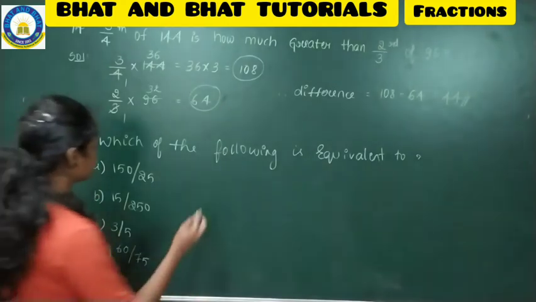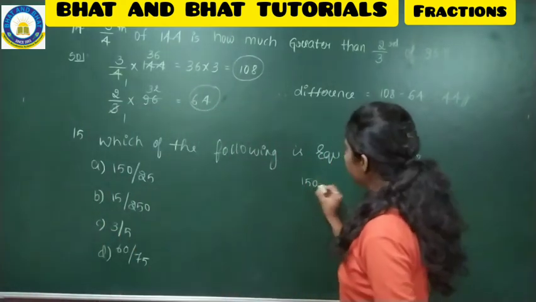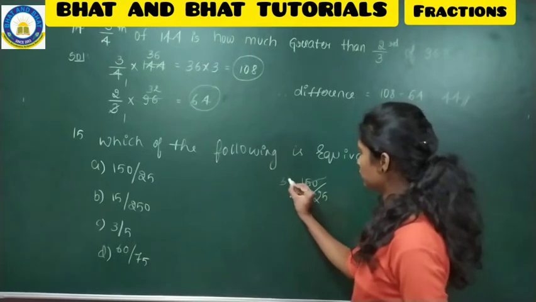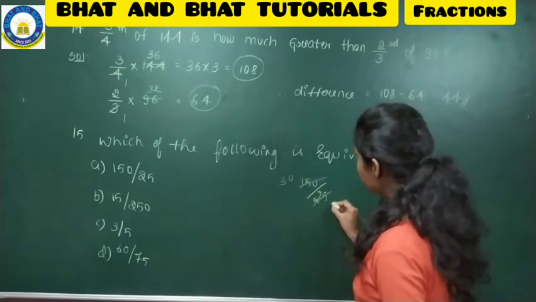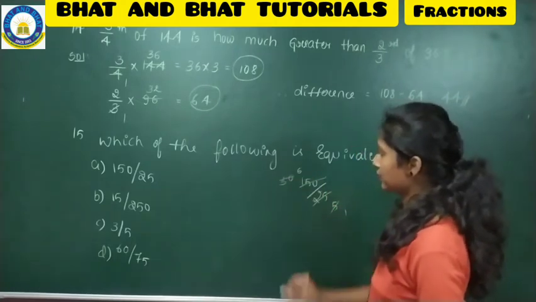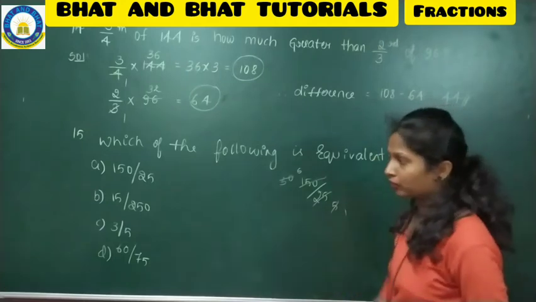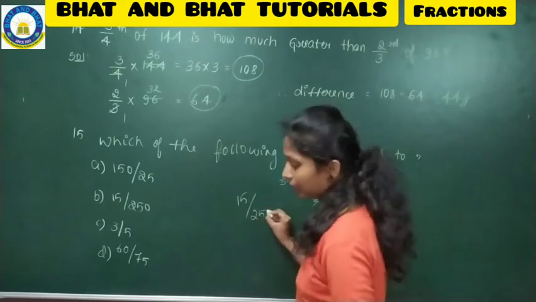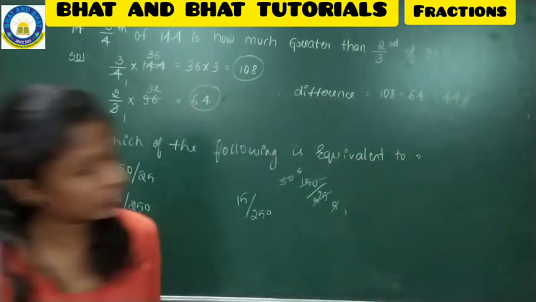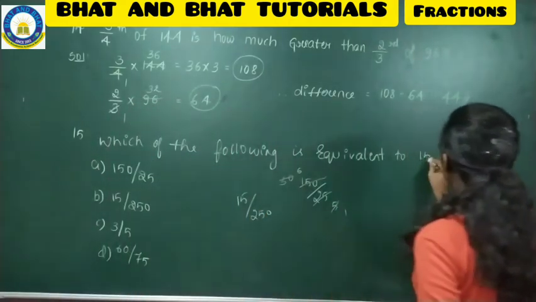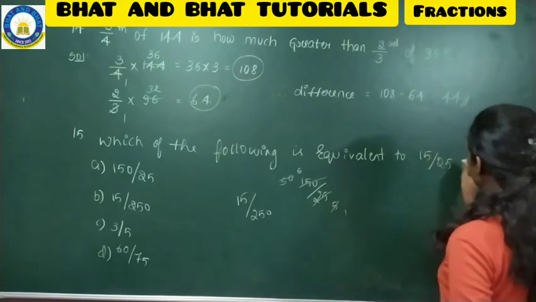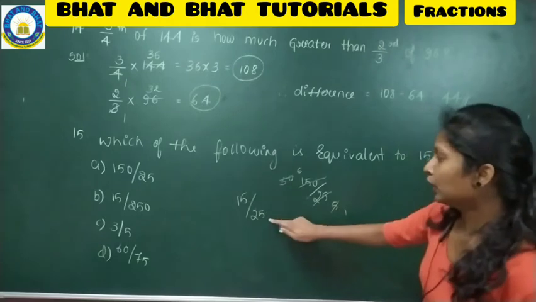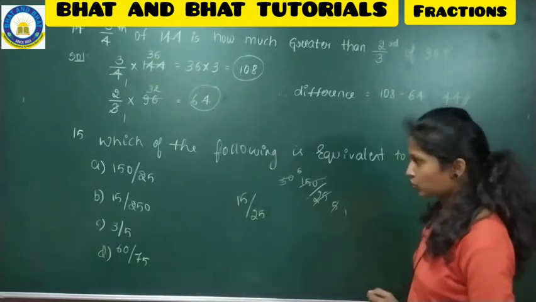See here, 150 by 25. 5 threes are 15, 0. Again 5 fives are 25, 5 ones are 5. 6 by 1 you have got. So again here 15 by 250. So which is equivalent to 15 by 25? They are asking. Okay. So here you got 15 by 25 in the case of the first one.